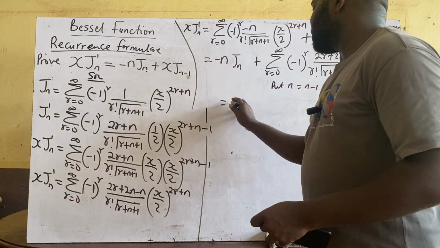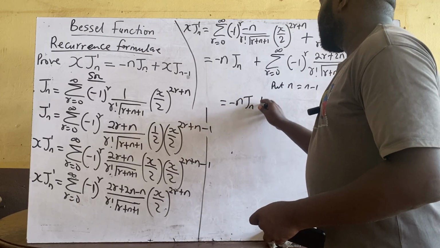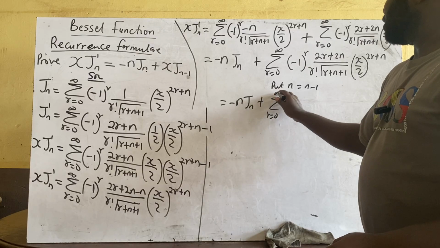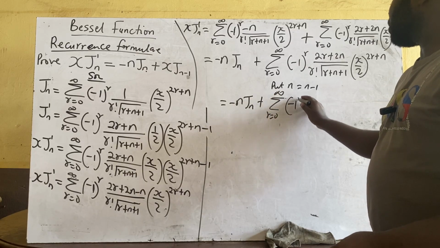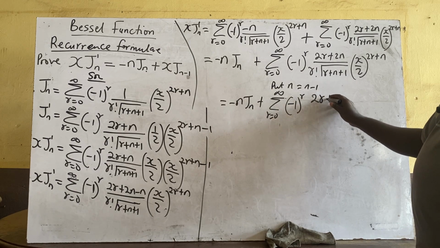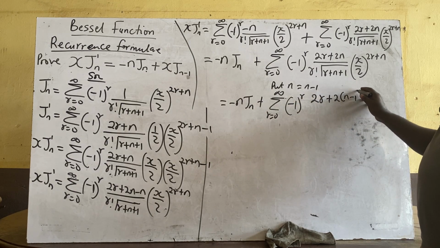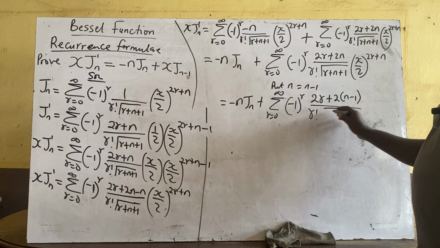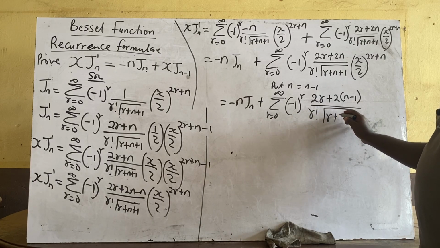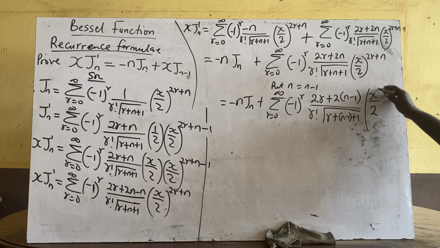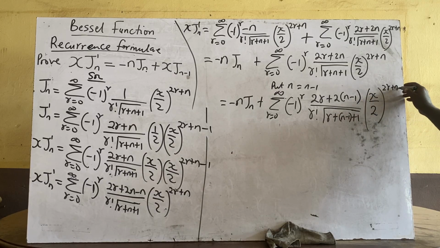So we're going to have that this is equal to minus n jn plus the summation of r starting from 0 to infinity of minus 1 all raised to power r. Then I'm having on the numerator 2r plus 2 into n minus 1, then all over r factorial, then the gamma function of r plus n minus 1, then plus 1. Okay, then here I'm having x over 2, then I'm having 2r plus n minus 1.